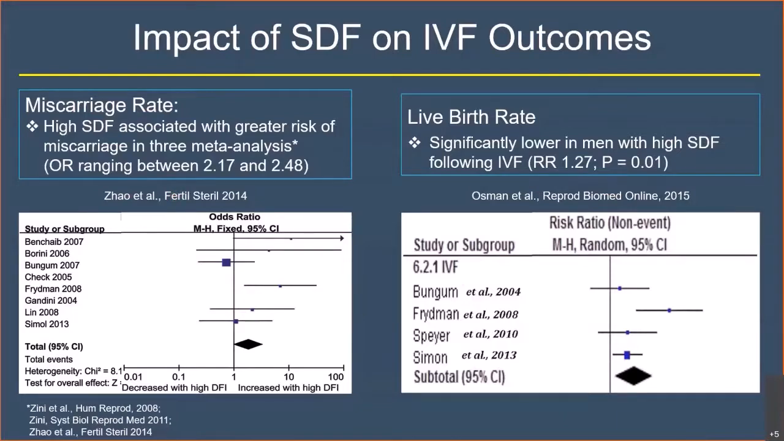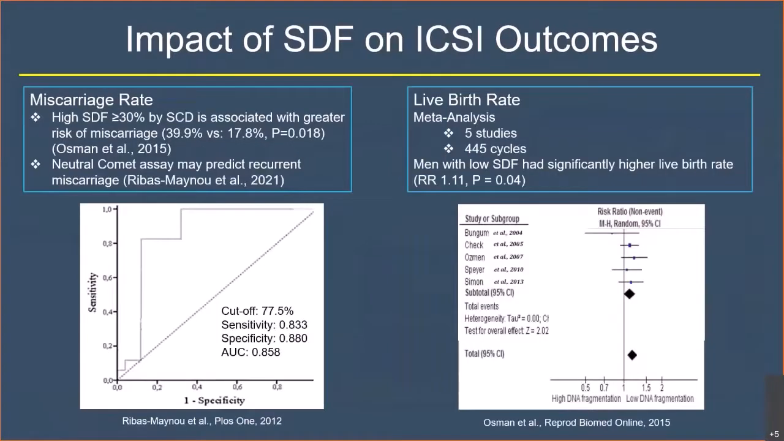Regarding the live birth rate, it was reported to be significantly lower in men with high levels of sperm DNA fragmentation after IVF. When ICSI was performed, miscarriage rate was also reported to be significantly increased when sperm DNA fragmentation was equal to or higher than 30%.